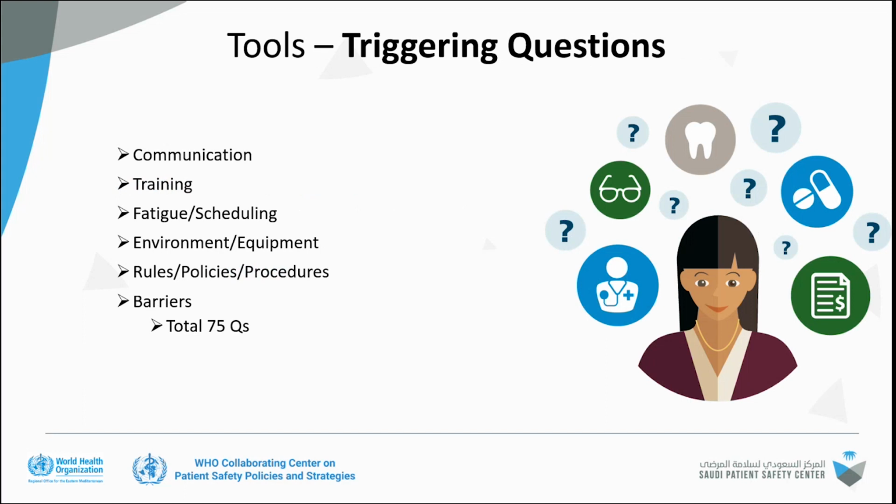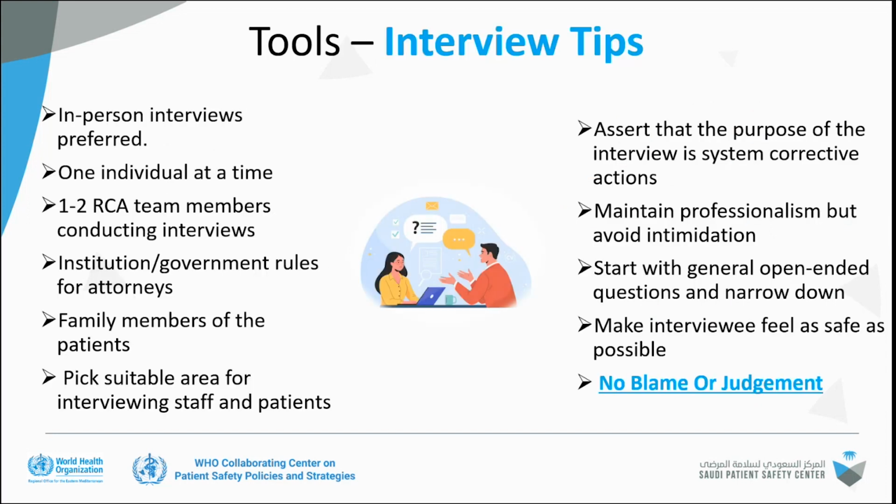These are the triggering questions which the team members should decide on during the first meeting. It's a set of 75 questions covering communication, training, and all the aspects that can go wrong during the event. It's not necessary to go through all 75 questions. During the first meeting, you have to decide on the relevant questions only. For example, set 10, 20, or 30 questions to be asked during the interview to the family and also to the staff involved.